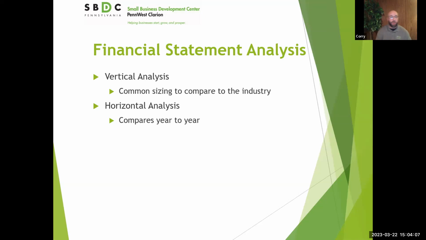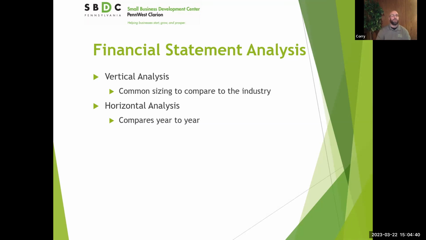Now, horizontal is comparing yourself to yourself, one year to the next year, to see how you're doing. You might ask yourself, it's what, March 22nd. How am I doing this year from January to March 22nd as compared to last year, January 1st to March 22nd? That's what horizontal analysis is, comparing yourself one year to the next year.